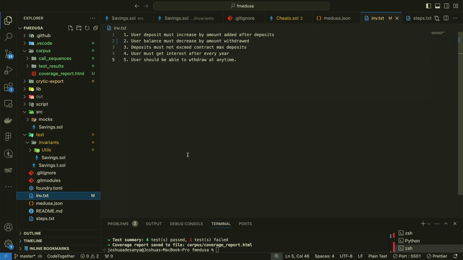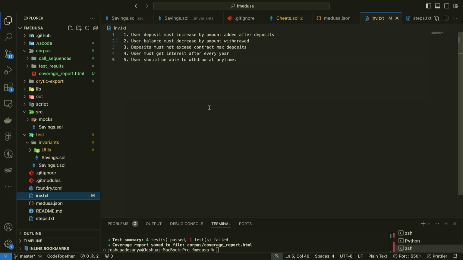Number 2, user balance must decrease by amount withdrawn. So when a user decides to, let's say, withdraw a particular amount from my savings, when we check it, it must see that the amount withdrawn is equal to the change when we check the balance, right? Does that make sense? The third one is that deposit must not exceed contract max deposit. The example I made before.